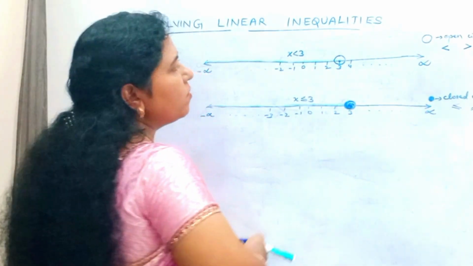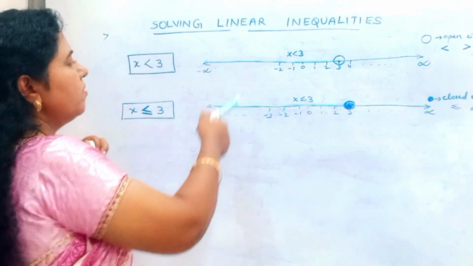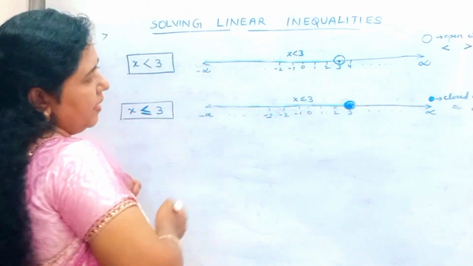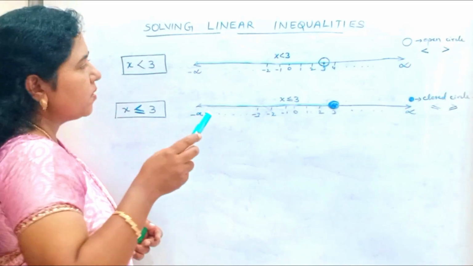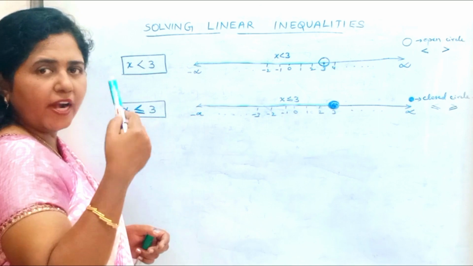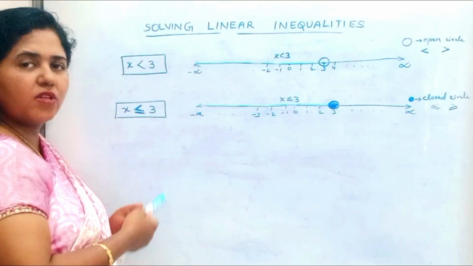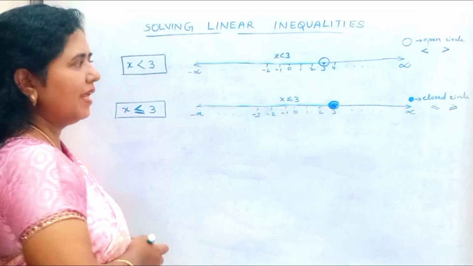So there we can use closed circles. Okay, so this is the way of representing relations using number lines. Now here we should know one more way of representing the given inequality. So it will be very easy to solve the inequalities.